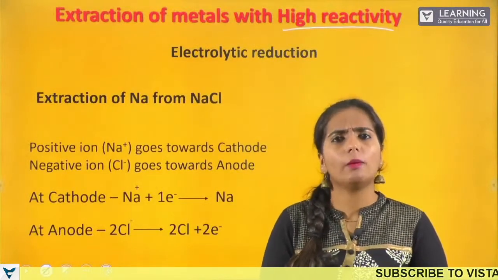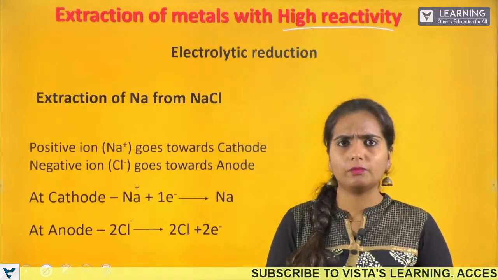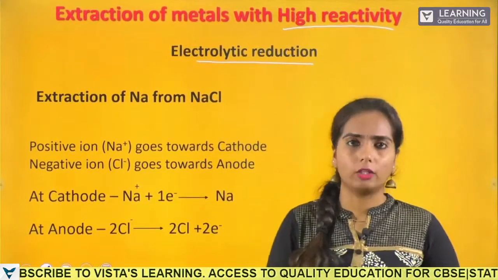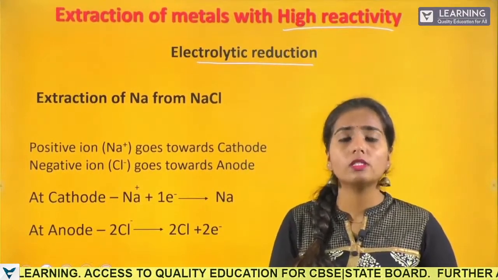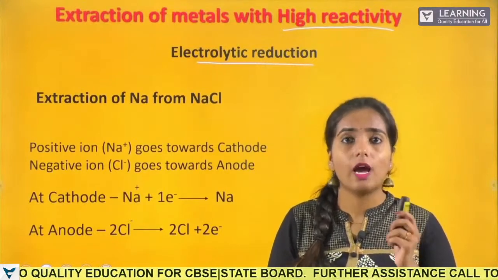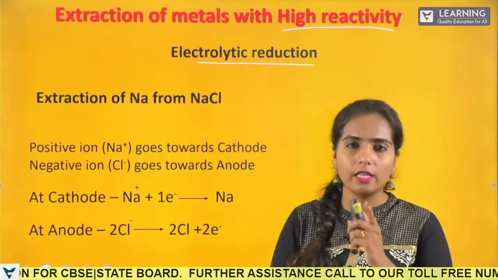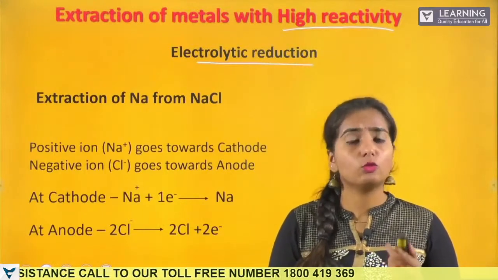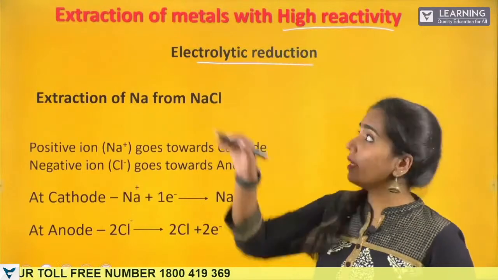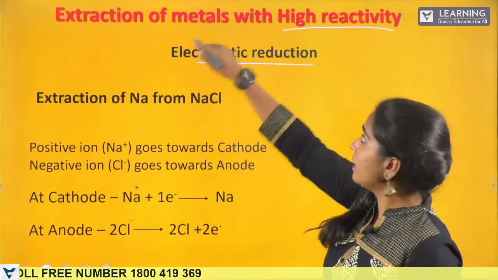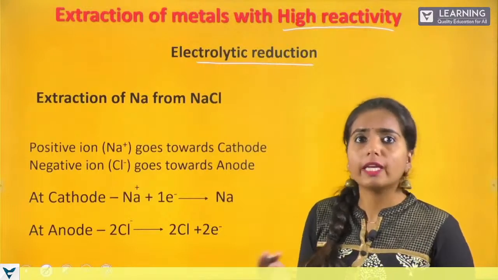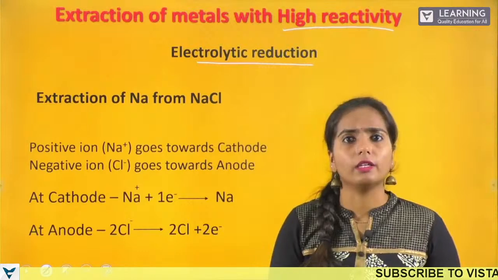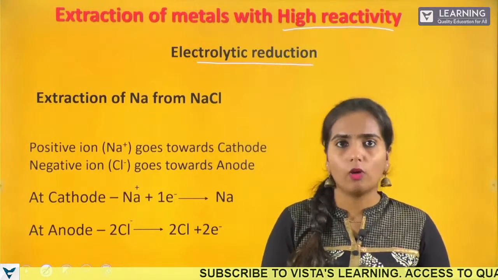What actually happens for the metals with high reactivity? This process is called electrolytic reduction. You have to remember this, students: the extraction of metals with high reactivity is also called electrolytic reduction. You can get two types of question here. Either you can get directly extraction of metals with high reactivity, or they can also ask to explain electrolytic refining. That way also you can get the question. So you have to remember this very clearly.